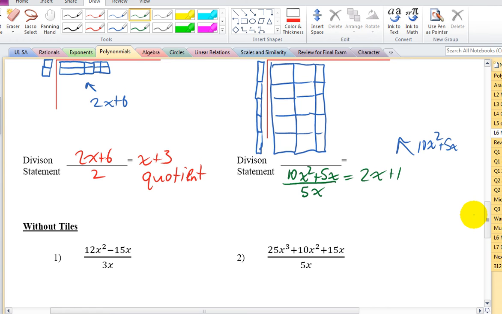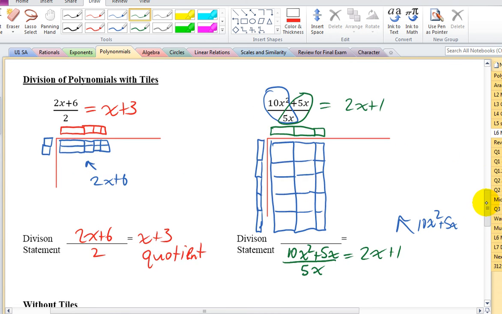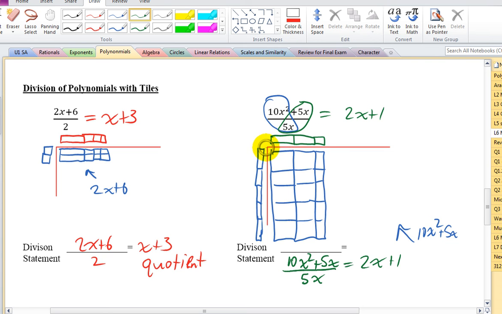Questions? Is it 2x squared plus 1 or 2x? Just 2x. That's what we drew up top. Okay? You're just telling me the length of it.